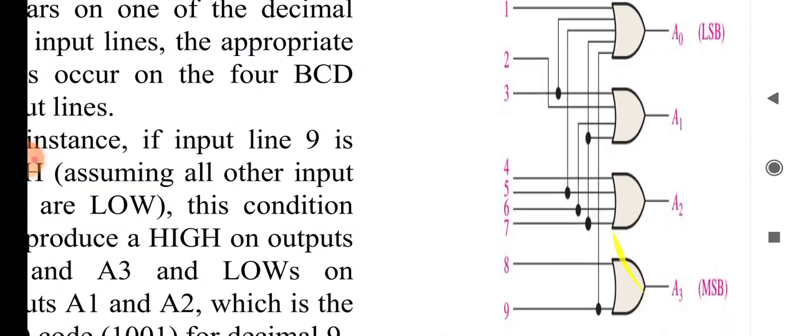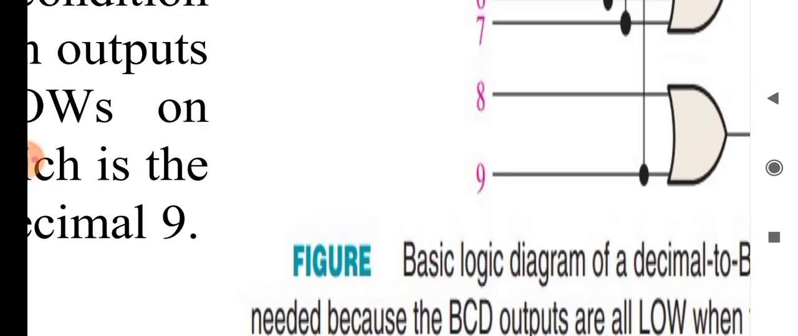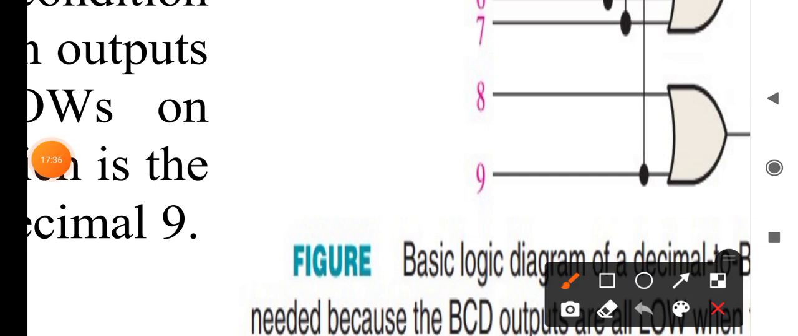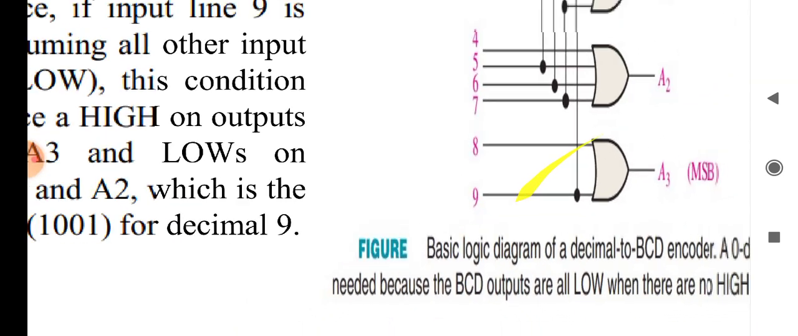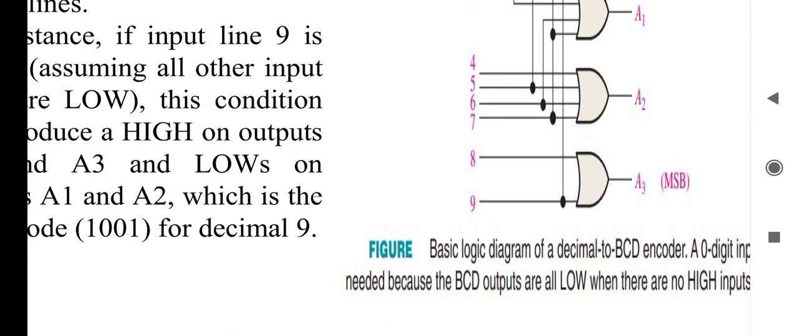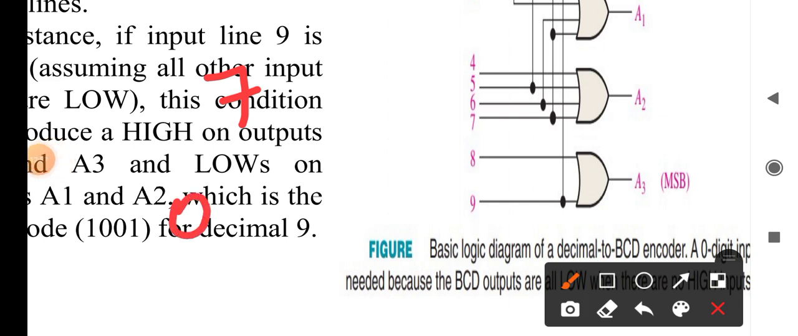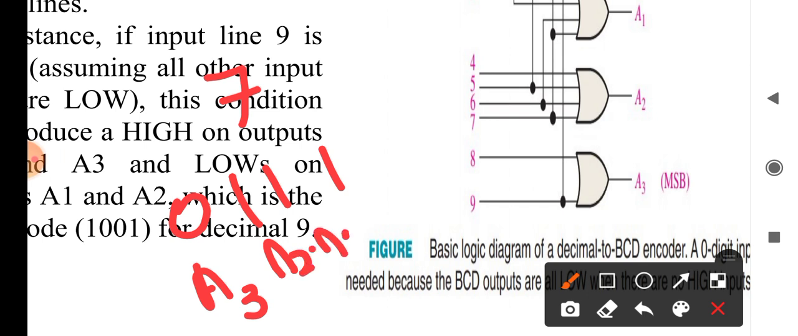So see here, if I put the 8 input as 1, then 8 is not connected to any other OR gate, only A3 will be higher, and all the remaining outputs are 0 here. Now consider the case of 7. That is 0 1 1 1: A3 is 0, and A2, A1 and A0 should be higher.